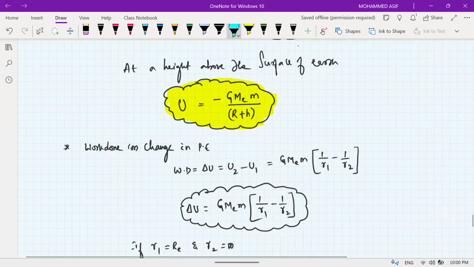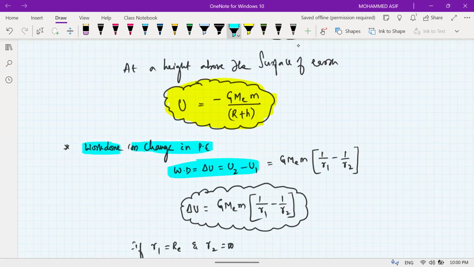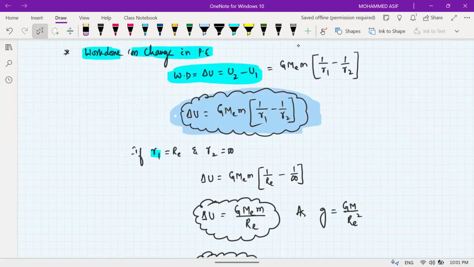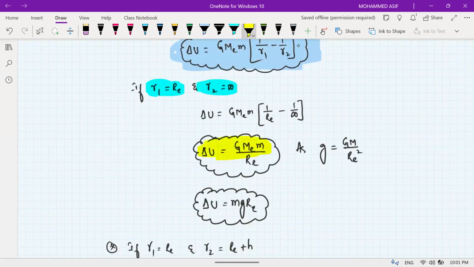Now, what is the work done here? Work done, very important: work done or change in potential energy. Work done is equal to U2 minus U1. If I simplify that, we get the formula delta U is equal to capital G, mass of earth, mass of the object, into 1 by R1 minus 1 by R2. Now taking different cases. If R1 is equal to RE and R2 is equal to infinity, then delta U is equal to capital G m1 m2 divided by R, or delta U is equal to mg into R, where R is nothing but the radius of the earth.